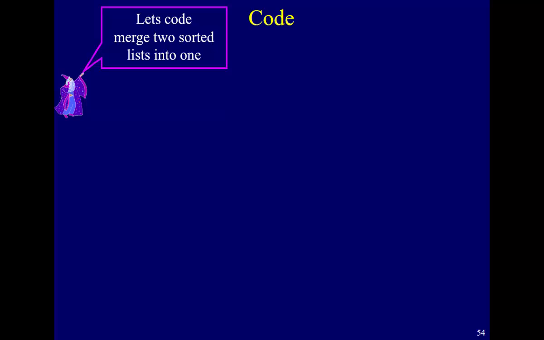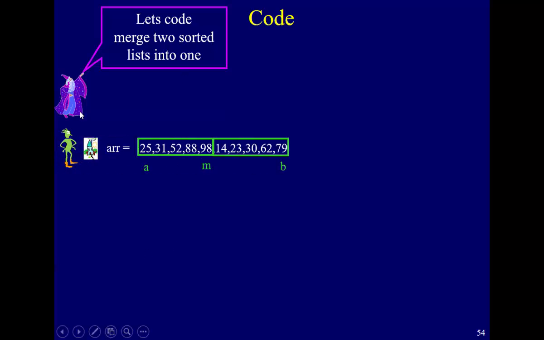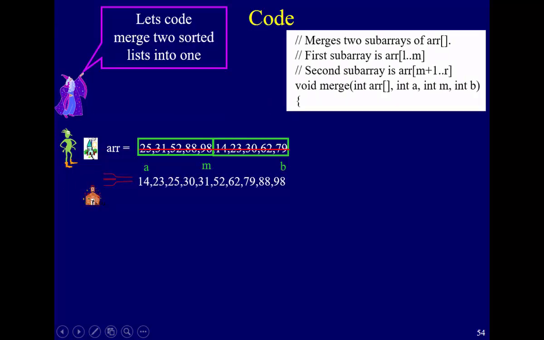All right, so now we need to write the code to merge the two together. So here's our little man, our green guy. His job is to merge them. Remember, that's what he does. And here we go. We have documentation talking about the pre and post condition. Precondition, it merges two arrays. The first subarray is in one.